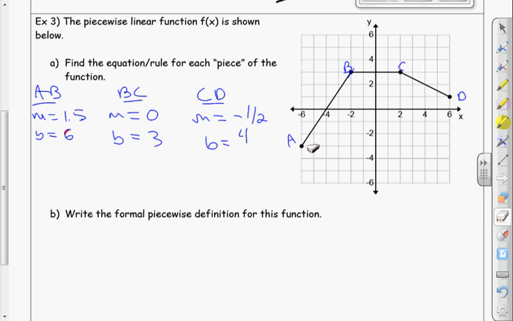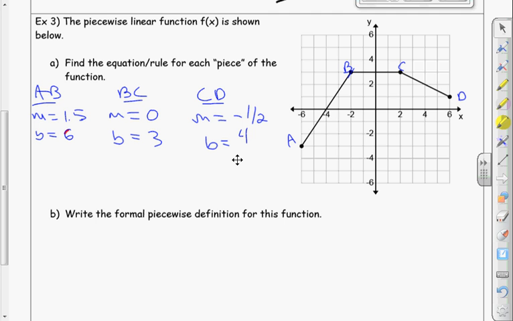In today's episode, we're looking at example 3 from today's classwork on piecewise linear functions. In this example, we're given the graph of a piecewise linear function. It has an increasing piece, a piece that's constant, and a piece that's decreasing. And we had started to come up with the characteristics of each piece by listing the slope and y-intercept from A to B, B to C, and C to D.